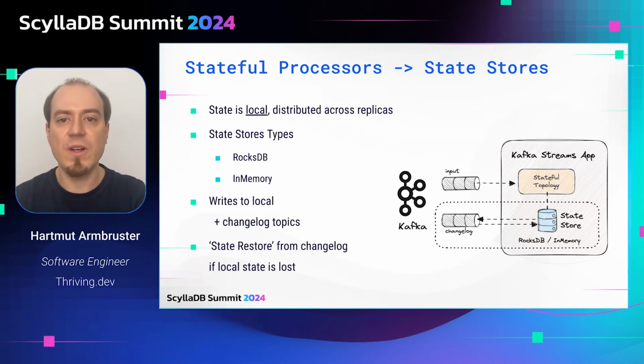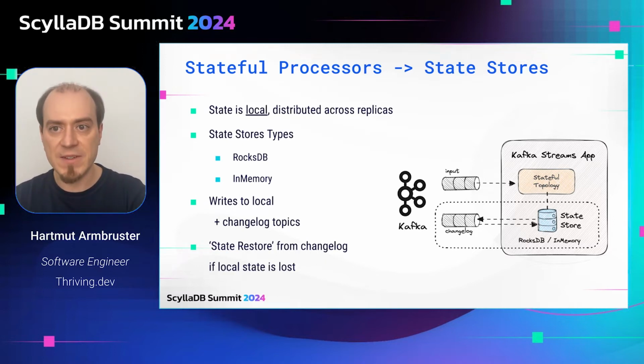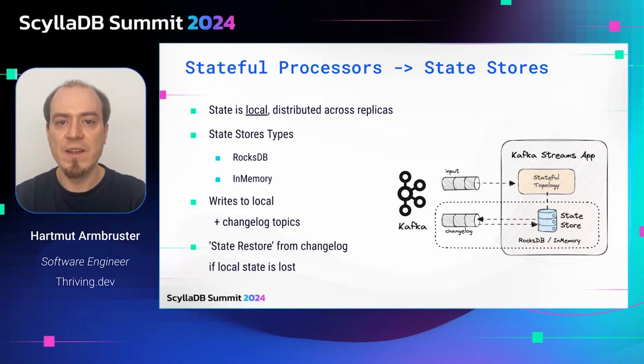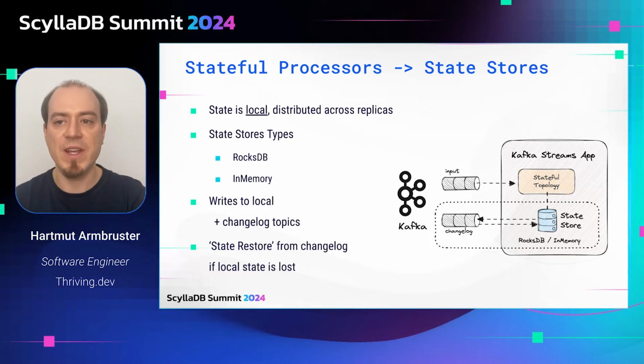A state restore essentially takes place when the streams application starts up with an empty state and there are records in the changelog topic. Only when the entire changelog has been consumed and backfilled into the local state stores, the application transitions into a running state and starts to consume from the source topics and process data.